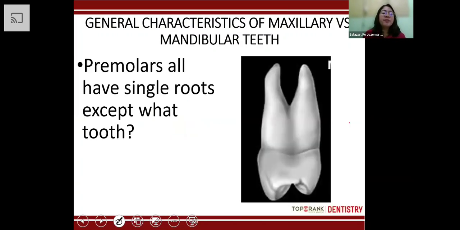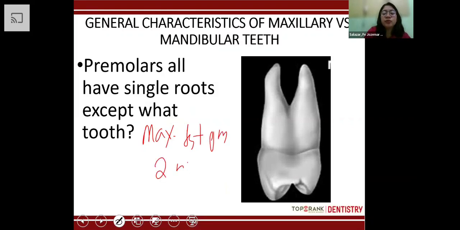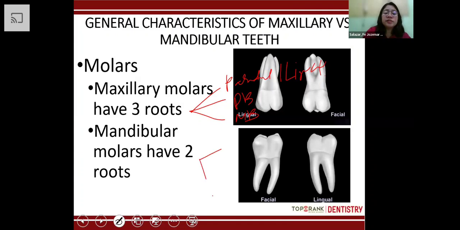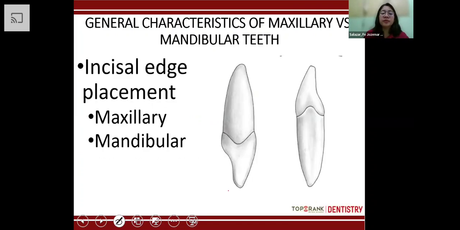Okay, next. Premolars have single roots, except what premolar has 2 roots? Anong premolar ang may dalawang roots? Maxillary first premolar. It has 2 roots, buccal and lingual. Maxillary molars, they have 3 roots. Ano yung tatlong roots na to? Palatal or lingual, distobuccal, and mesiobuccal. Mandibulars have 2 roots. You have a mesial and a distal root.